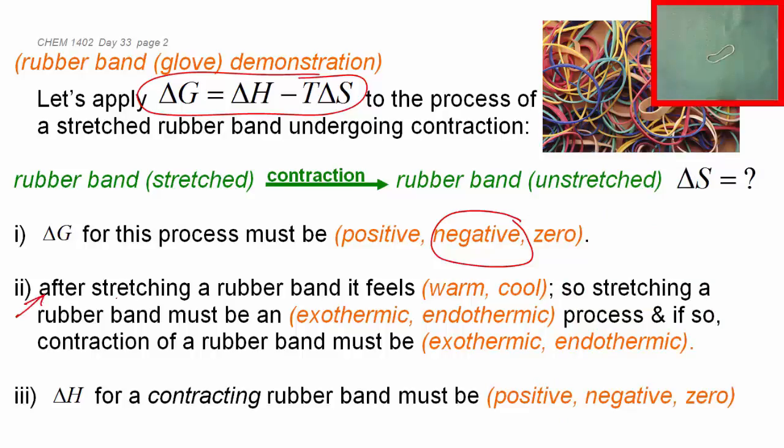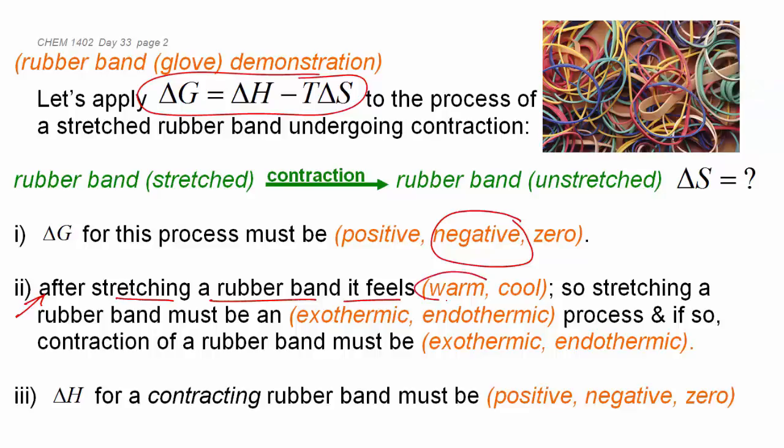After stretching a rubber band, it feels, well, let's try it. Here's what it feels like initially. You'd have to do this for yourself to prove it, but stretch it and then feel it. It definitely gets hot. So after stretching a rubber band, it feels warm. So stretching a rubber band must be an exothermic process, right? It released heat.